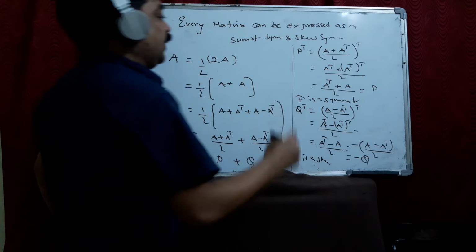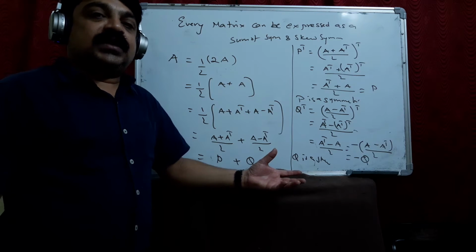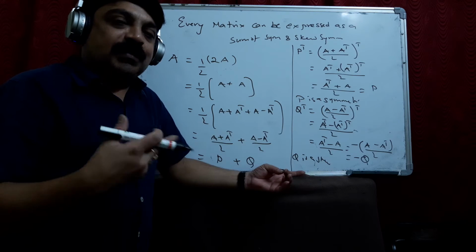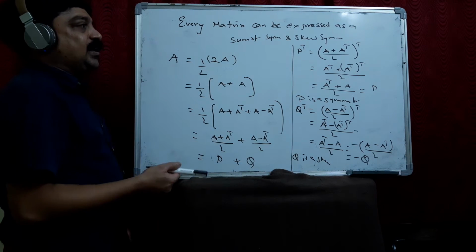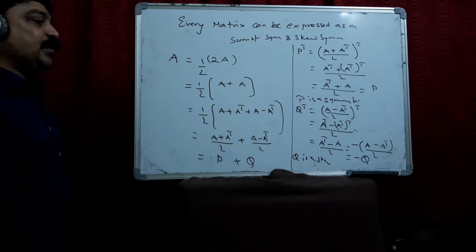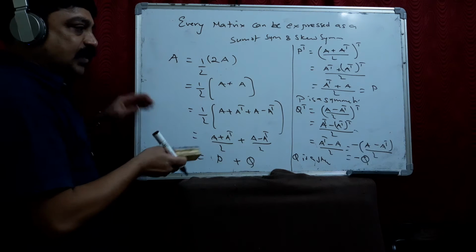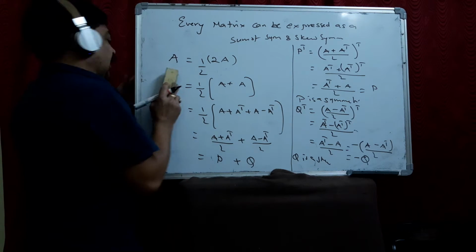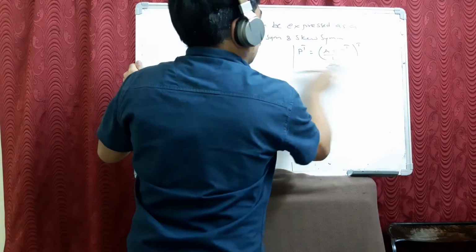That means if you are asked to show that any matrix can be expressed as a sum of a symmetric and a skew symmetric matrix, the symmetric matrix will be A plus A transpose by 2 and the skew symmetric matrix will be A minus A transpose by 2. Okay? Any doubt? This is a very important proof also for a 2 marks question. Okay? I'll write this now. Let's go to the exercise.